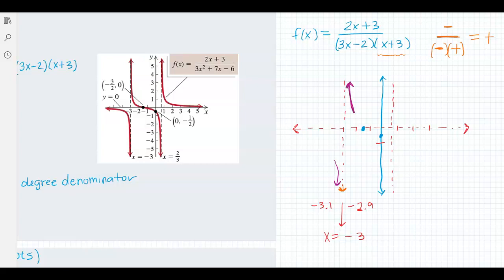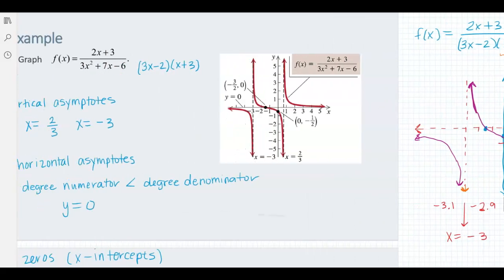So I know that this part of the graph is moving towards positive infinity. You follow that strategy for both asymptotes, and you'll find out that this one is going up, this one is going down. And so then you're able to put all the components together to get the structure of the graph. So again, it's looking at the behavior near the asymptotes to figure out what the overall graph looks like.